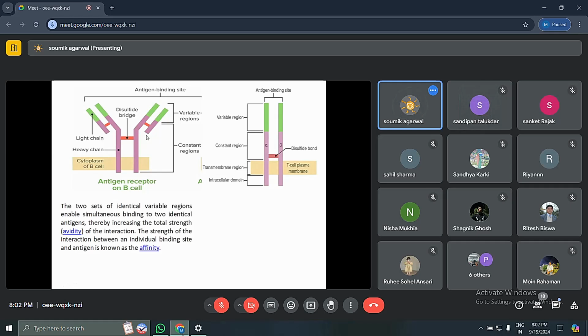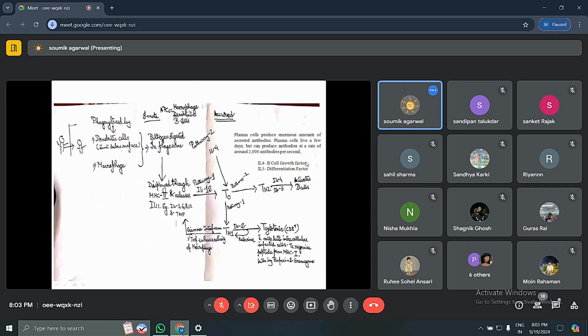Now you tell me, someone asked me a question last time about memory cells. Here comes the answer to that question. You have an activated B cell. So what will happen? The B cell will produce antibody and ultimately it will destroy the pathogen. So far, it is fine.